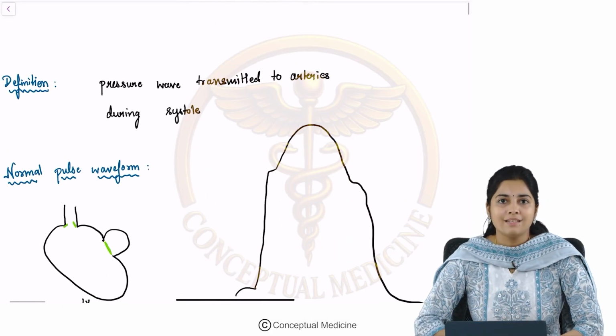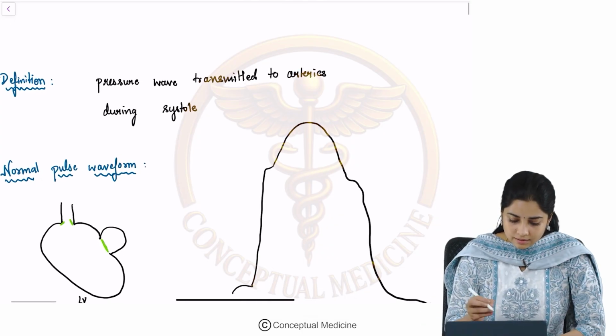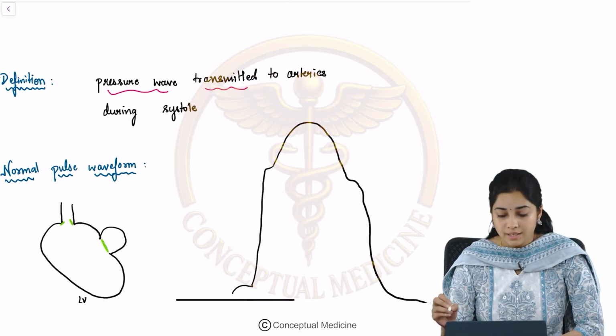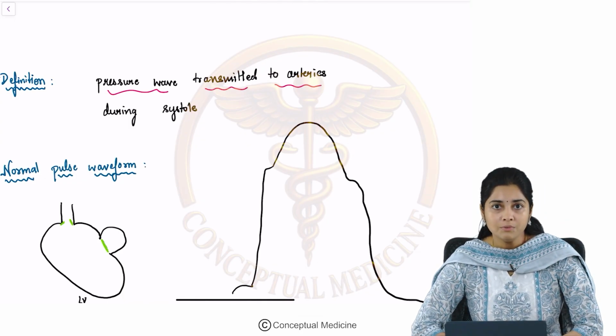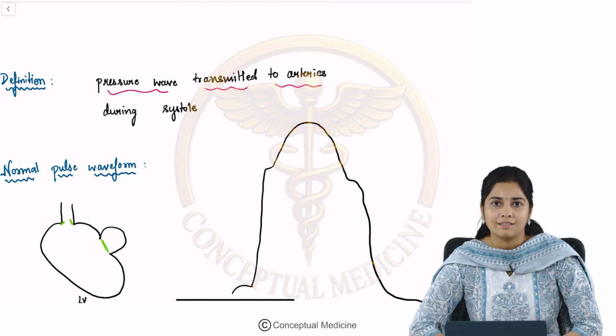So what is the arterial pulse? The arterial pulse is basically the pressure wave which is generated during the systole and it is transmitted to the peripheral arteries. As we all know, the systole is when the heart contracts. When the heart contracts and the blood flows into the aorta, the blood is then carried to the peripheral arteries, which causes expansion of these peripheral arteries, right? This is what we feel as the peripheral pulse.